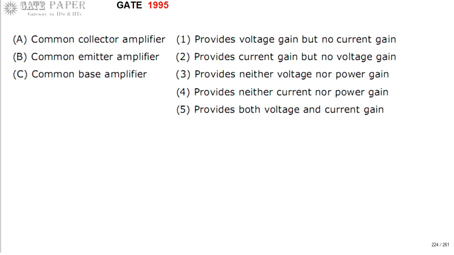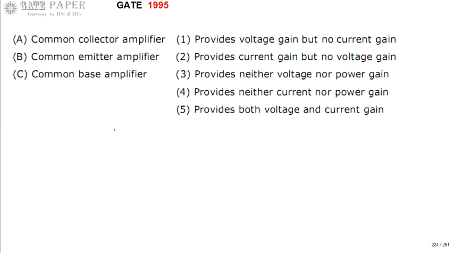Hello, we are discussing the GATE 1995 ECE paper, and this question is related to analog circuits. It's a match the following question. We are going to match the characteristics of common collector, common emitter, and common base with the given options. First we will see the differences between common collector, common emitter and common base. Later we can provide the answer.